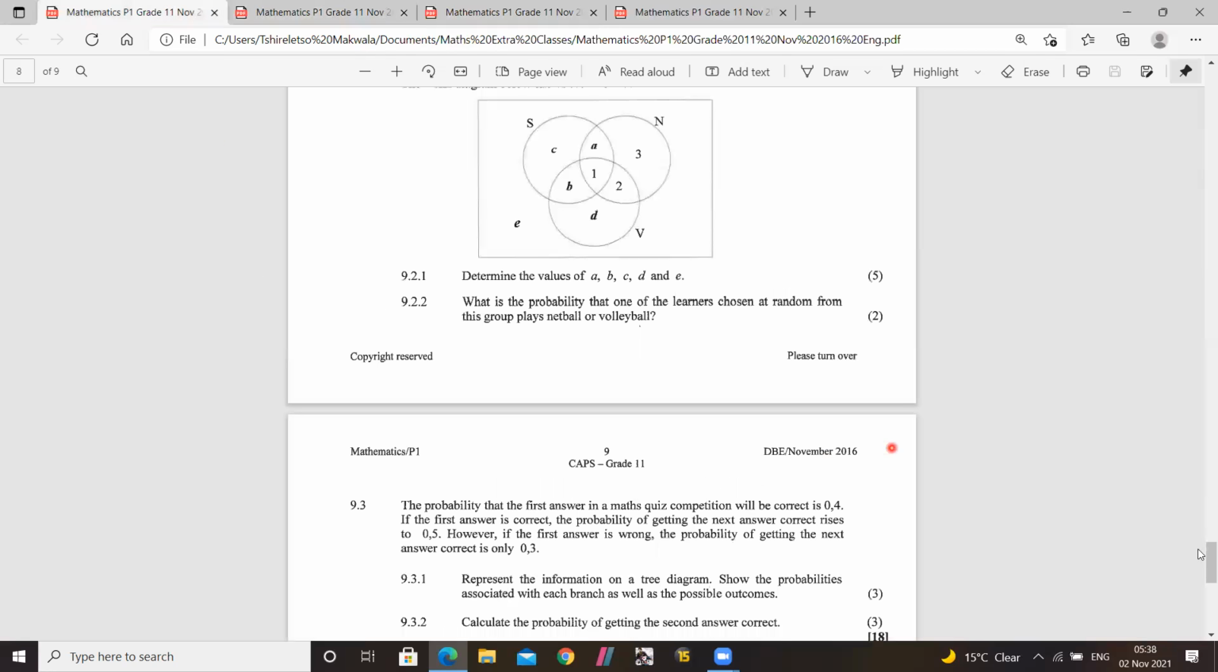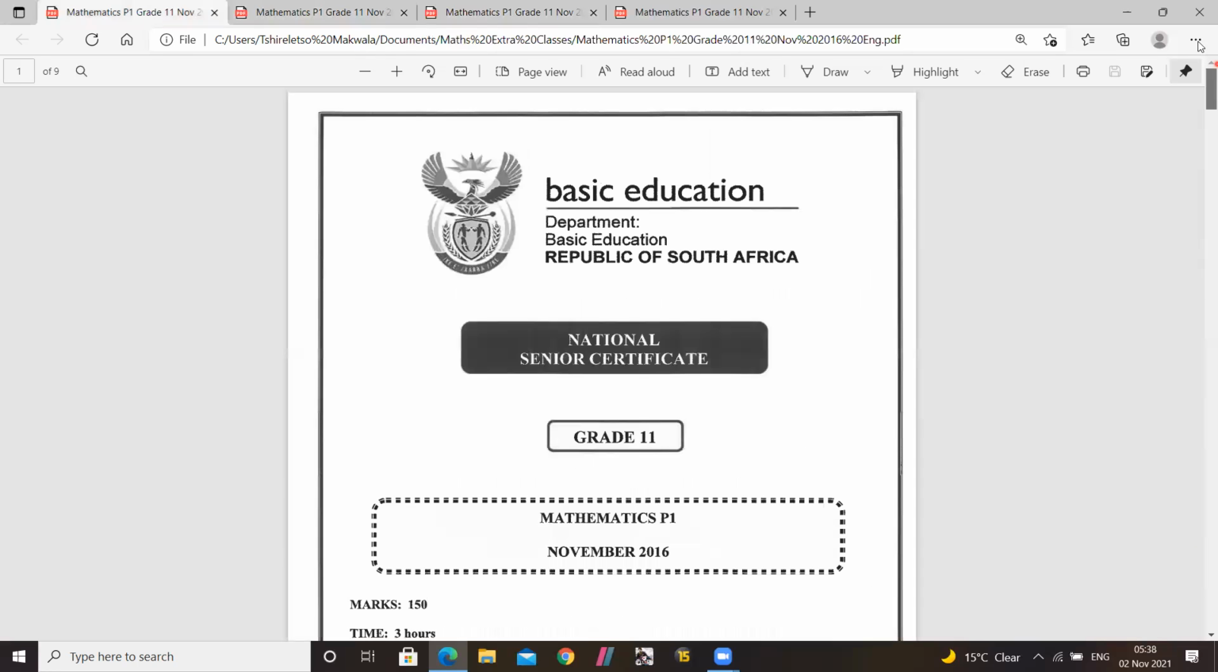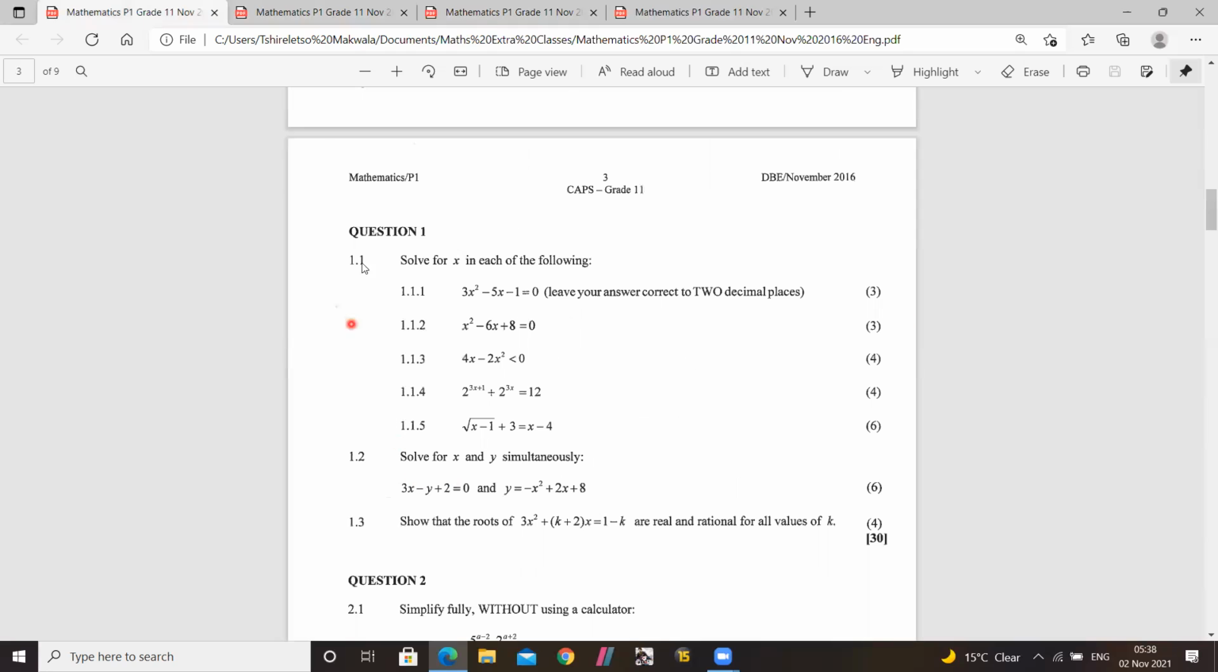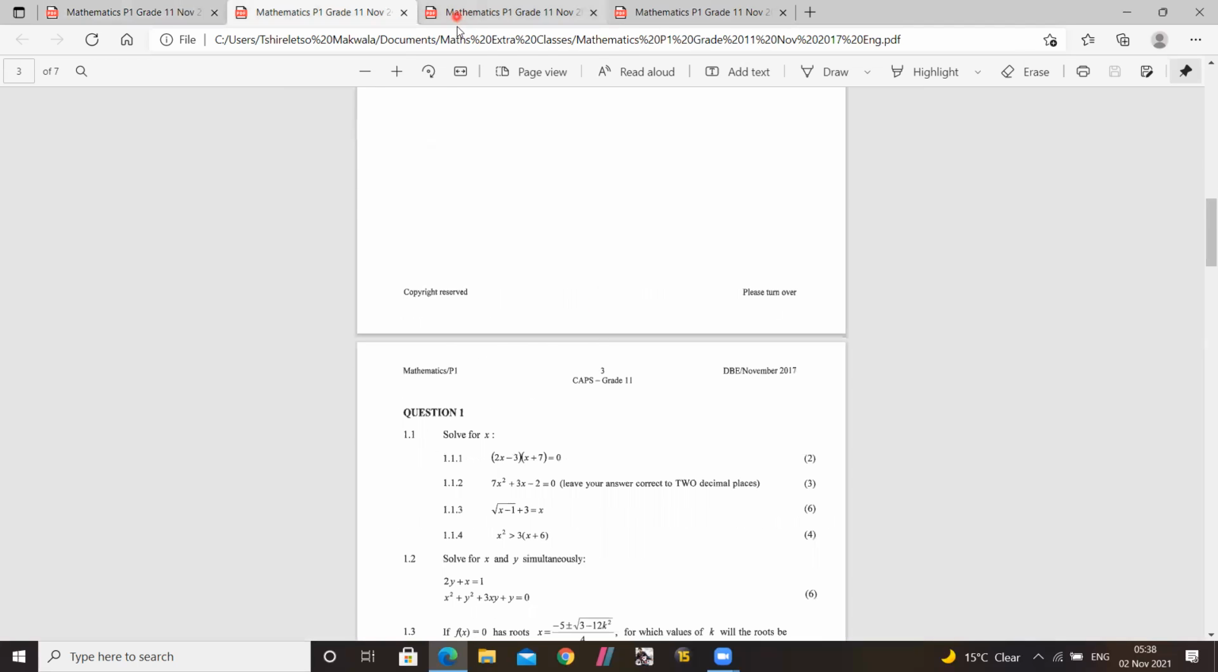Let's just check 2016. So for all of these papers, it's the same format. You see for 2016, they started the same way. That one, you leave your answer correct to 2 decimal places. So even here, you're just going to start with the formula, substitute into the formula and get your 2 answers. That's if they say correct to 2 decimal places. So that's that type of question.